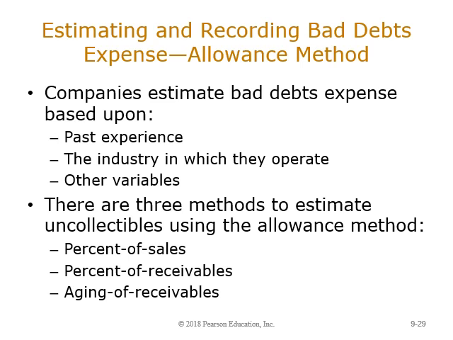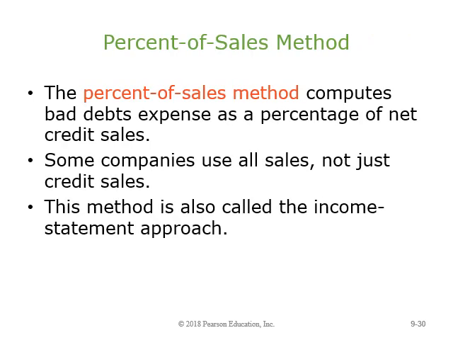But the biggest indicators are going to be past experience, especially for well-established companies. So there are three different methods that can also be utilized: the percent of sales, the percent of receivables, and the aging of receivables. The first method that we're going to look at is the percent of sales method.